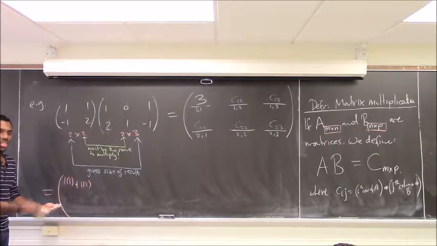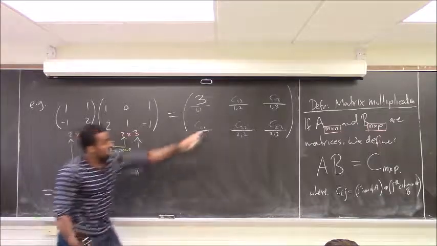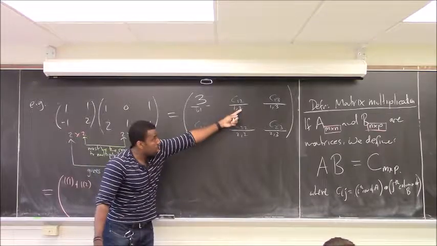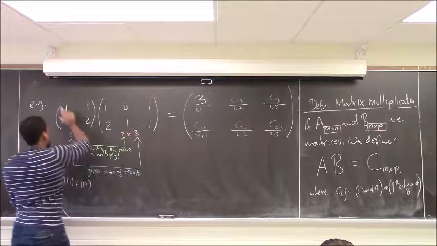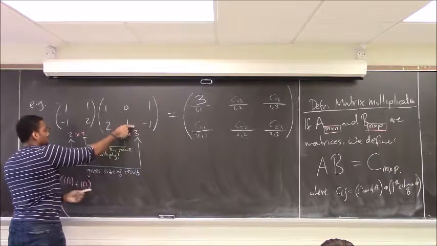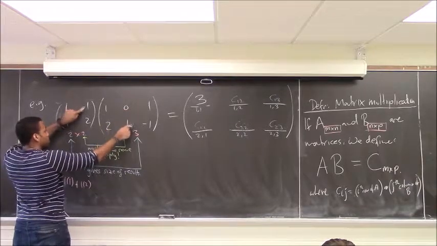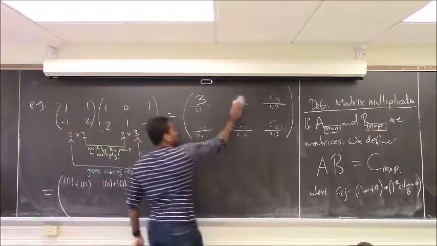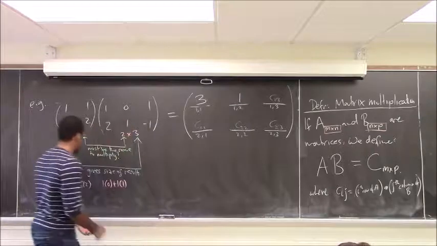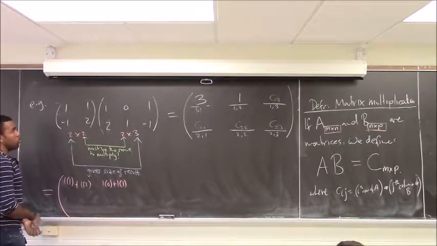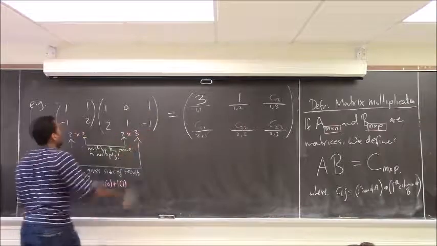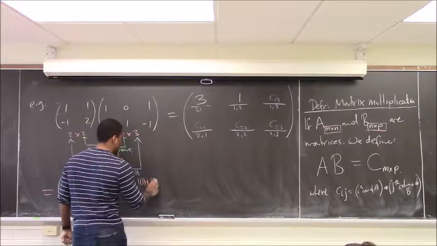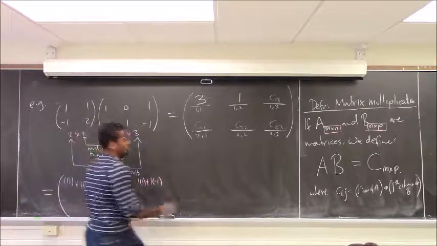And you pretty much do this for the entire thing. So in position 1,2, you need the first row of A, the guy on the left, dot product with the second column of B. First row, second column, same idea. 1 times 0 plus 1 times 1. So what goes in here is the number 1. We're going to do it again in the 1,3. First row times third column. 1 times 1 plus 1 times minus 1. That gives you 0. That goes in this position.